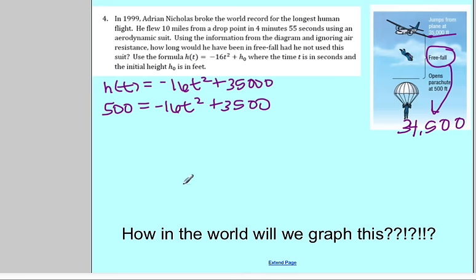And so in order to solve this, I need to get everything to one side. So I would have 0 is equal to negative 16t squared plus, I would subtract 500, so it's 34,500. So that's how you get the distance that you're actually free falling. And I was missing a 0 up above. So it should be 34,500. That's 35,000.